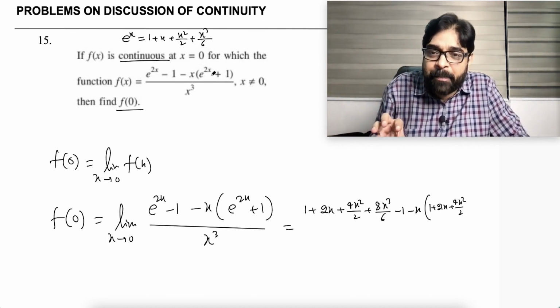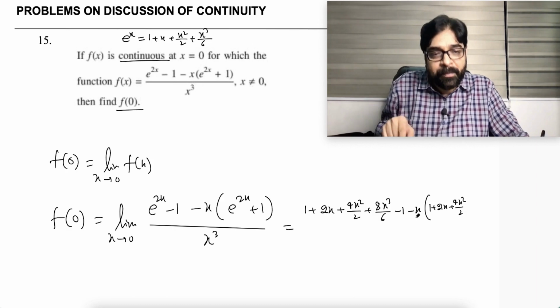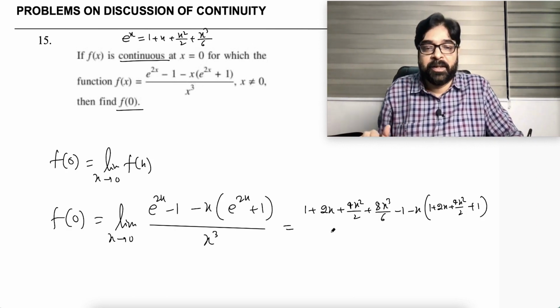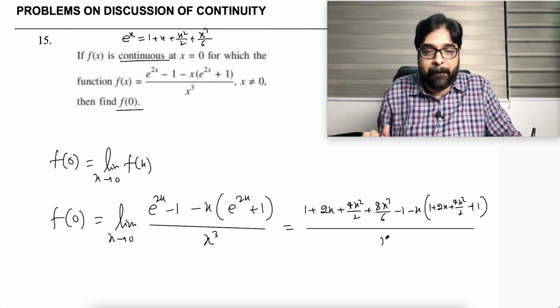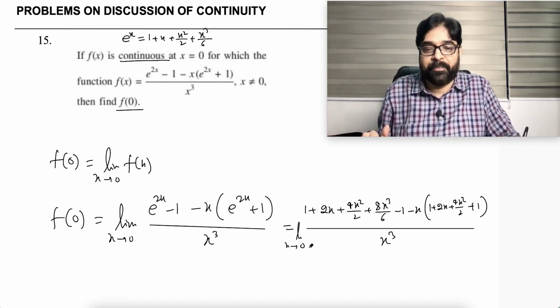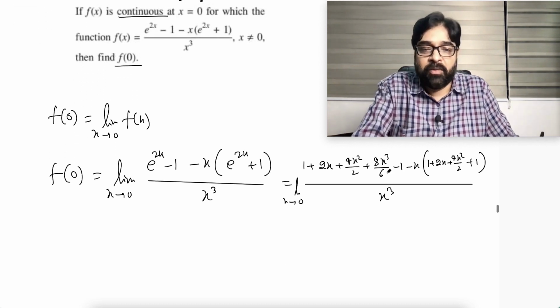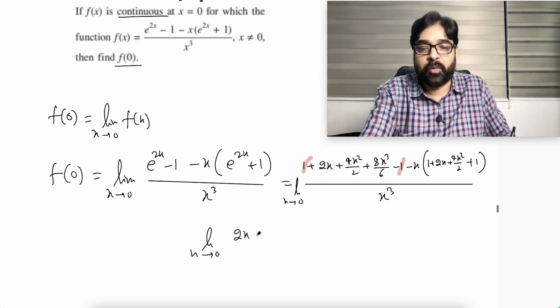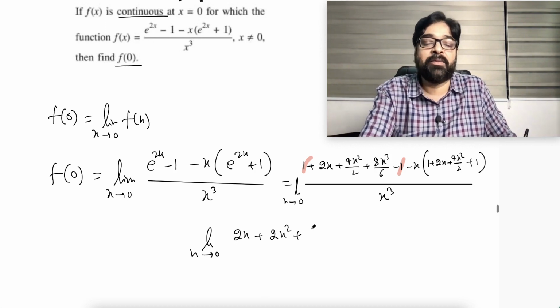So here, for e power 2x, I will write up to x square only, because 1x is already available. Plus 1, divided by x cube, of course limit x approaches 0. Yes or no? Now it is just calculation. This 1 goes away. What is left? Limit x approaches 0 of 2x plus 4x square by 2, which means 2x square, plus 8x cube by 3. So that will become 4x cube by 3.